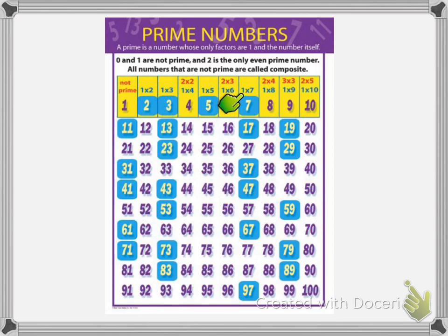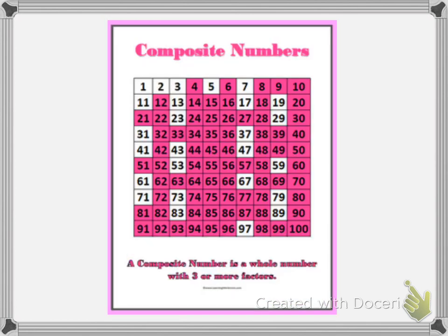In order to be a composite, you need to have more than 2 factors. A composite number is a whole number that has 3 or more factors. So look at all the numbers that are in pink. All these numbers are composite, so they have 3 or more factors that can go into them.